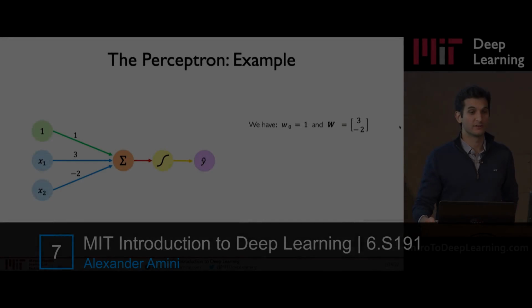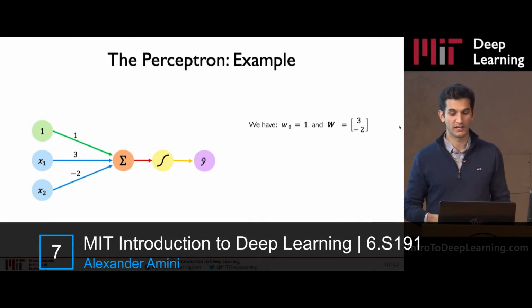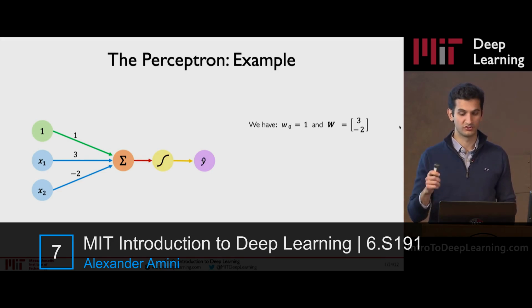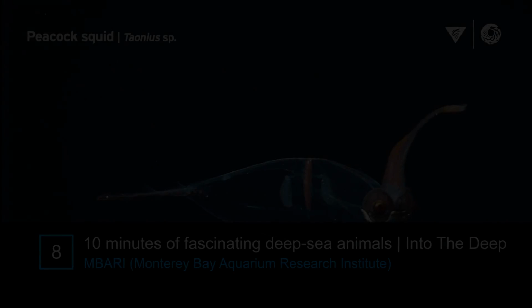Let's understand this with a simple example. So imagine I give you a trained network now. Here I'm giving you the weights, and the weights W are on the top right. So W0 is going to be set to 1.